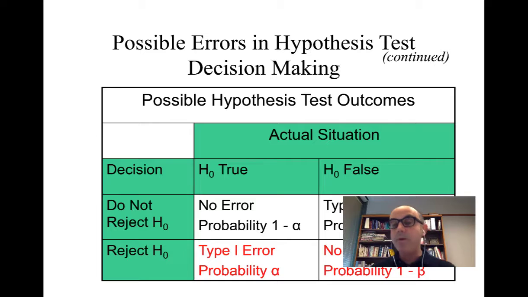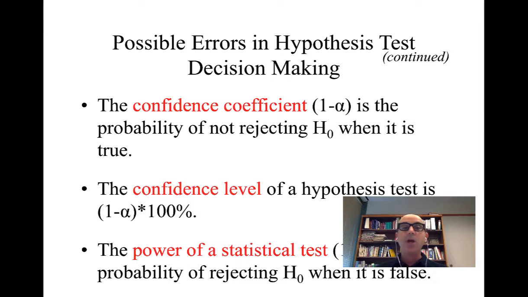So this is the summary of possible hypothesis test outcomes that we should take into account. Do not reject the null hypothesis: no error, with probability 1 minus alpha, or a type 2 error, with probability beta. Reject the null hypothesis: a type 1 error, with probability alpha, or no error, with probability 1 minus beta.